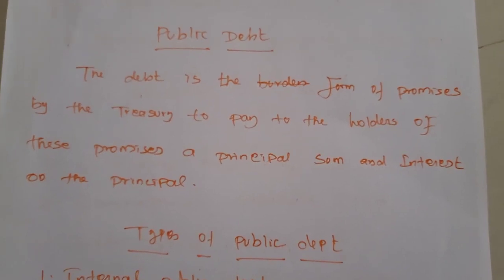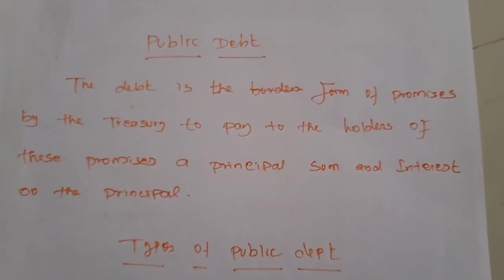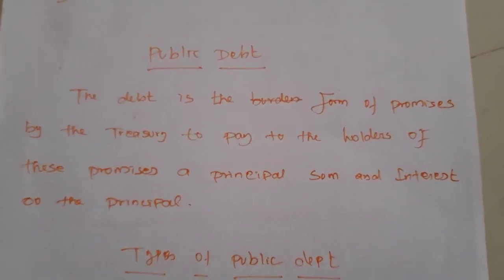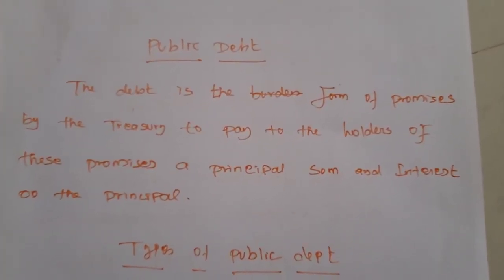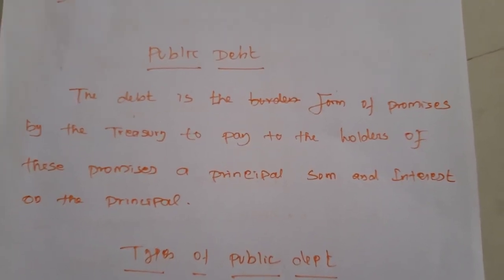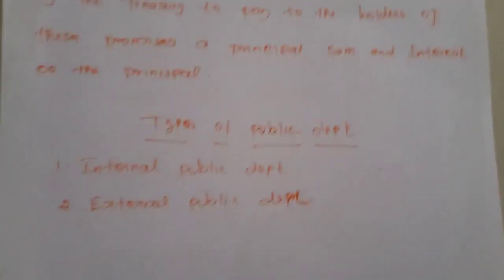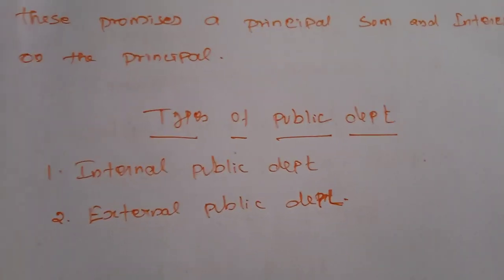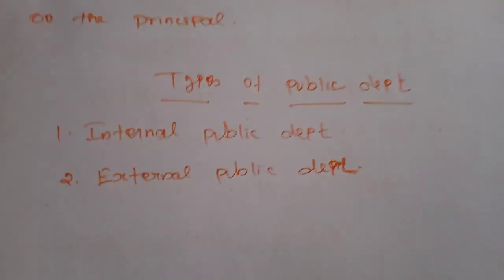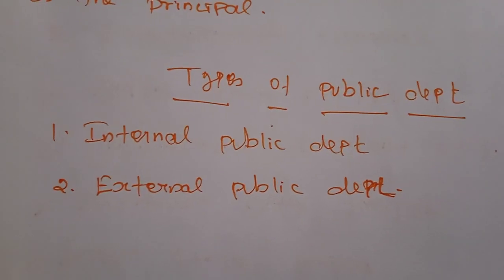From wherever the government is borrowing the money, it has to repay the money for them. So the government is also giving promises to repay the money for the purpose of borrowing from any of the organizations. Here the public debt is classified into two types. First one is internal public debt, after that the external public debt.